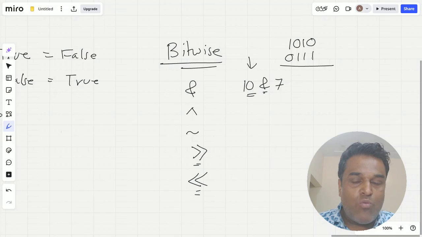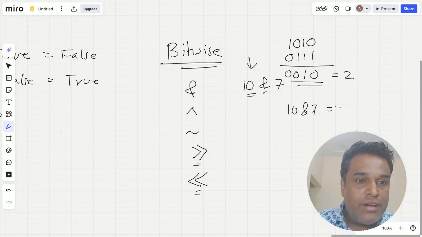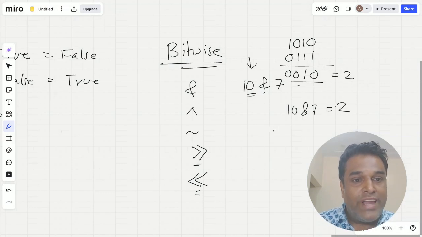So 0 and 1, AND. If it is AND, both should be 1, only then it becomes 1. So this is 0, so obviously this becomes 0. This is 1, 1, so then it becomes 1. This will become 0 and 0. So 10 and 7 will give the answer 0010, which is nothing but the decimal value 2. So 10 and 7 will become 2.